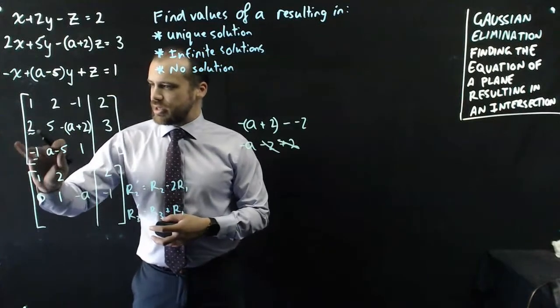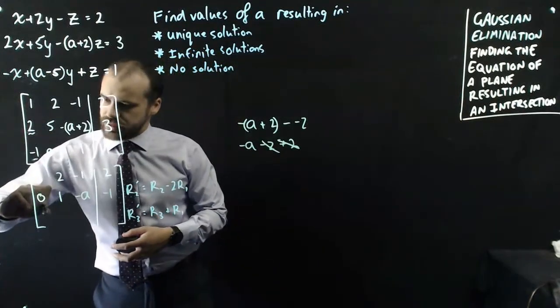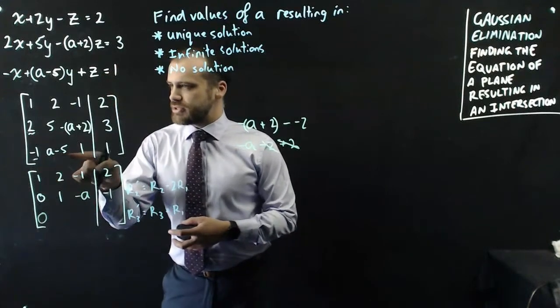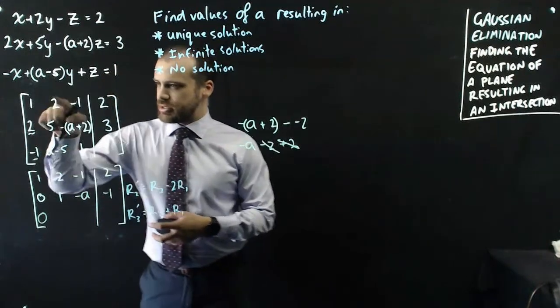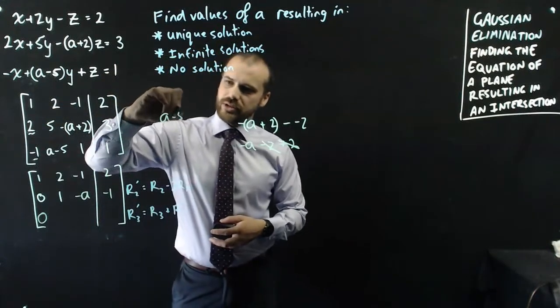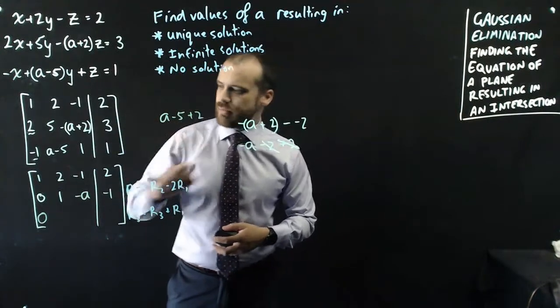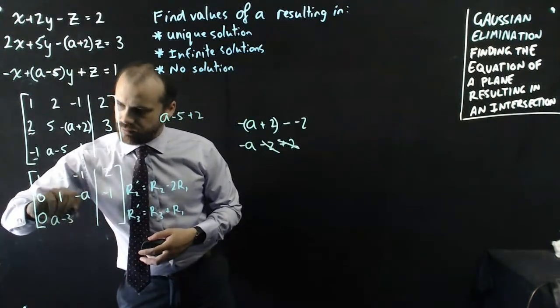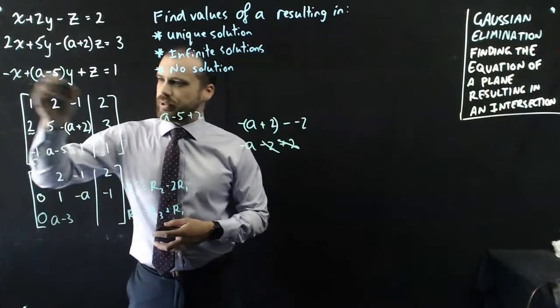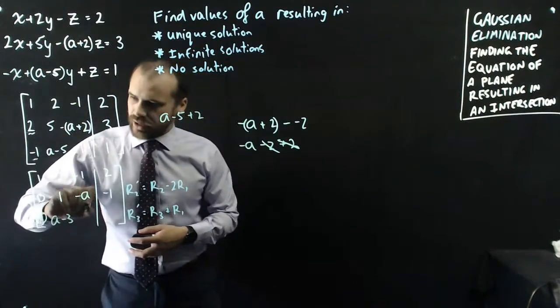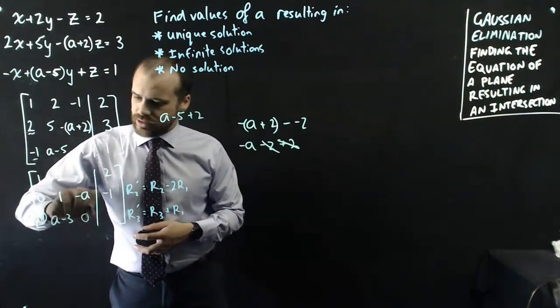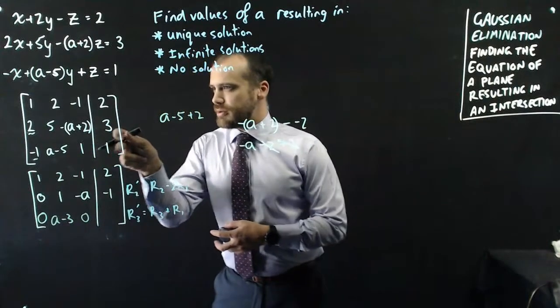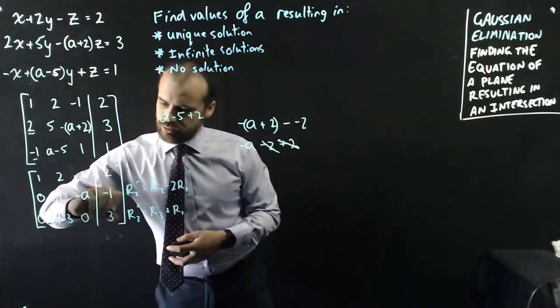And then 3 minus 4 minus 1. And then coming to here, negative 1 plus 1 is 0. A minus 5 plus 2, that's a minus 3. And 1 plus negative 1, that's going to be 0. And 1 plus 2 is going to be 3.